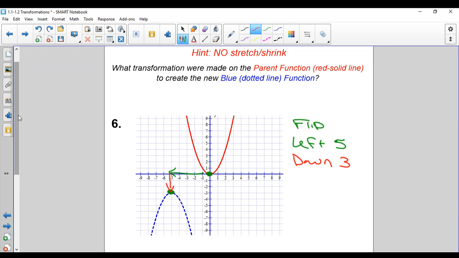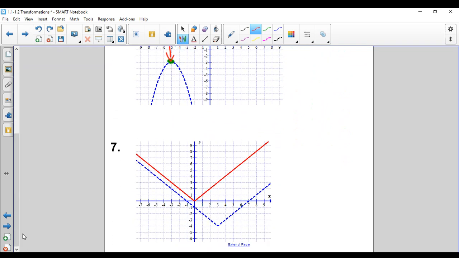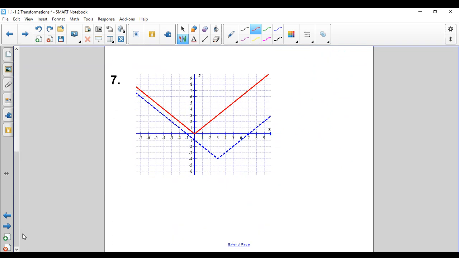We could use that information and write the equation if we wanted to, which we're going to do in the next video. Last one for good measure here. Number 7, this is an absolute value function. Same thing, we're going to focus on the vertex. There is no flip on this one, so there's that. Again, there's also no stretch or no shrink in these ones. So we're moving right 3, and we're moving down 4. And there's my transformations. That's all we got.